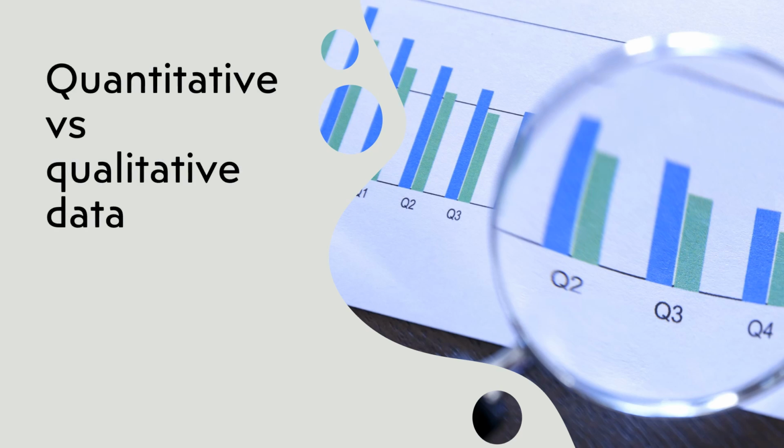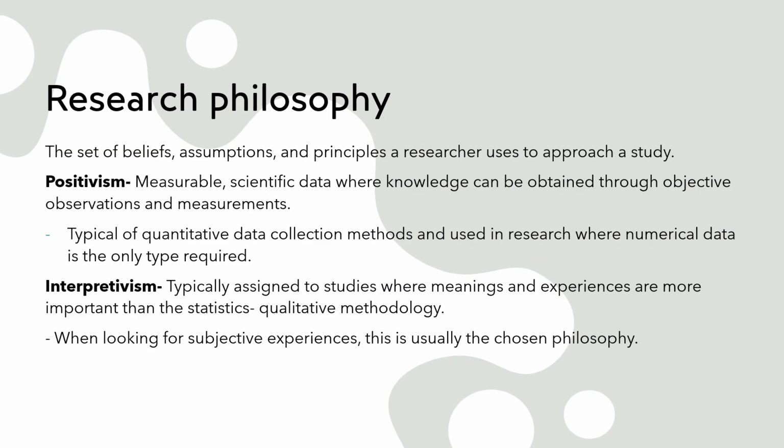Hello and welcome to my presentation on qualitative versus quantitative data. So the first thing we're going to be looking at is research philosophy. So this is effectively a concept about the set of beliefs, assumptions and principles a researcher uses to approach a study. There's two types I'm going to cover here, positivism and interpretivism.